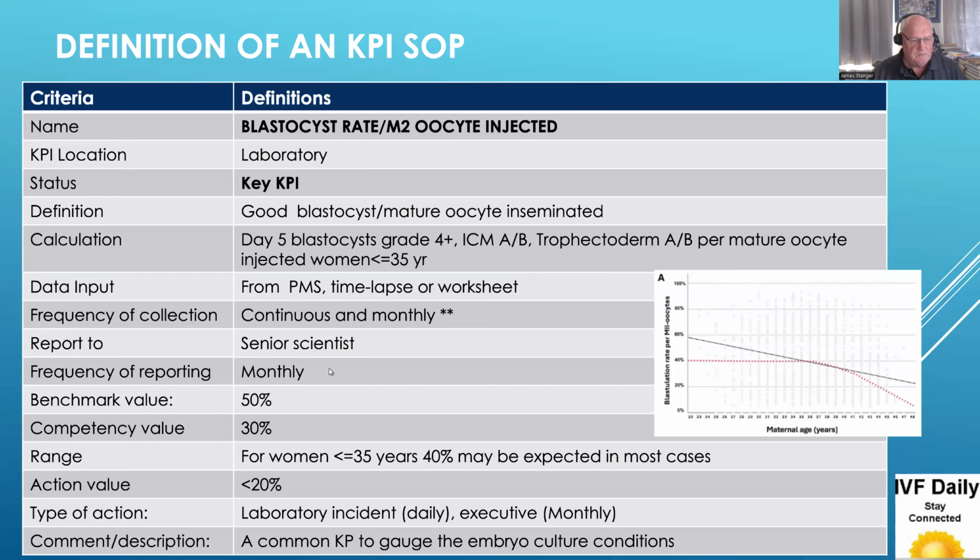Report to the scientists. The benchmark value is 50%. The competency value, that is anything below 30%. That's what we should aspire to, above 30%. It's for women under 35 years of age, for whom 40% would be the expected value you should aim for. Anything less than 20% would trigger a response, etc.